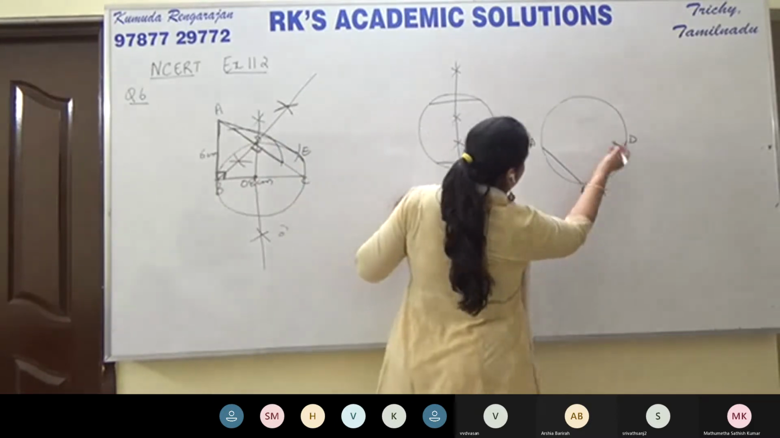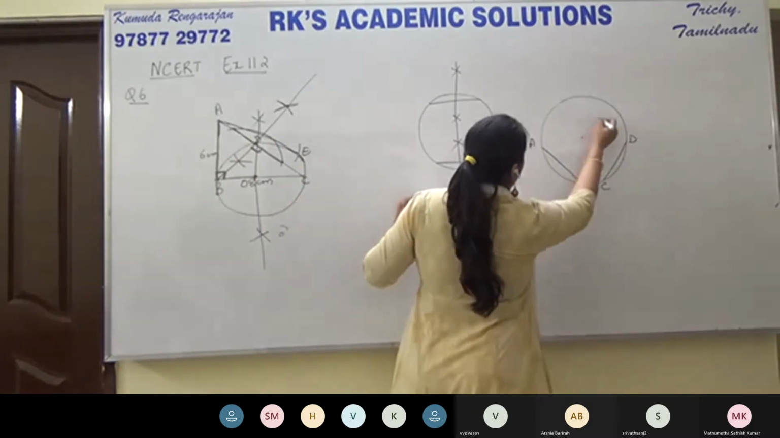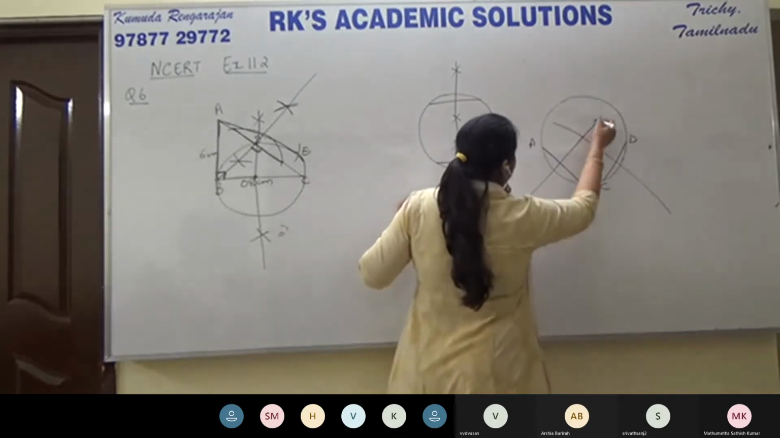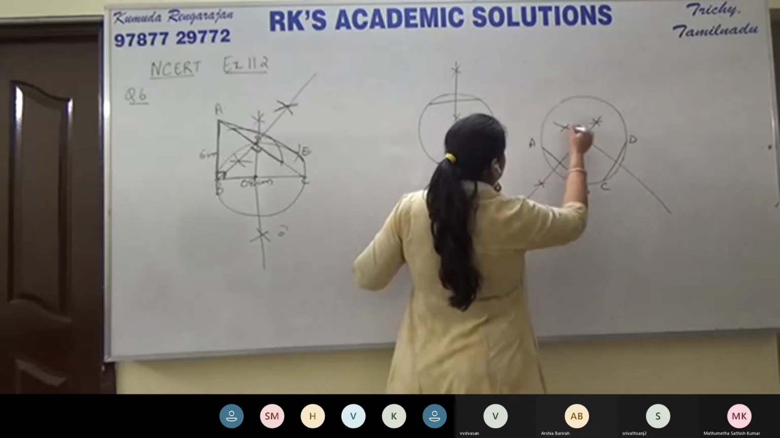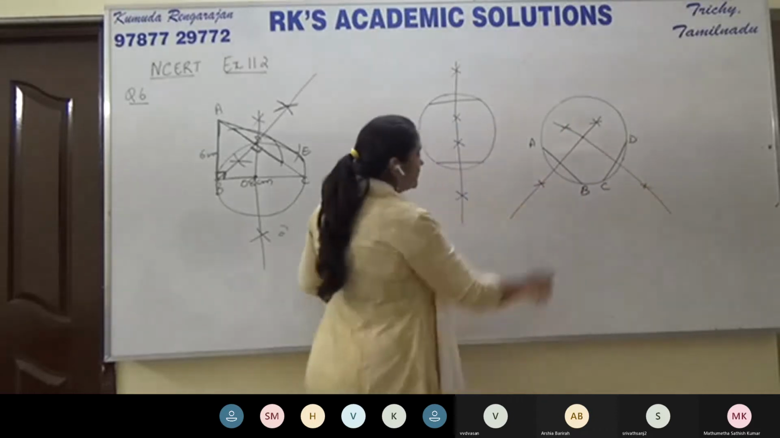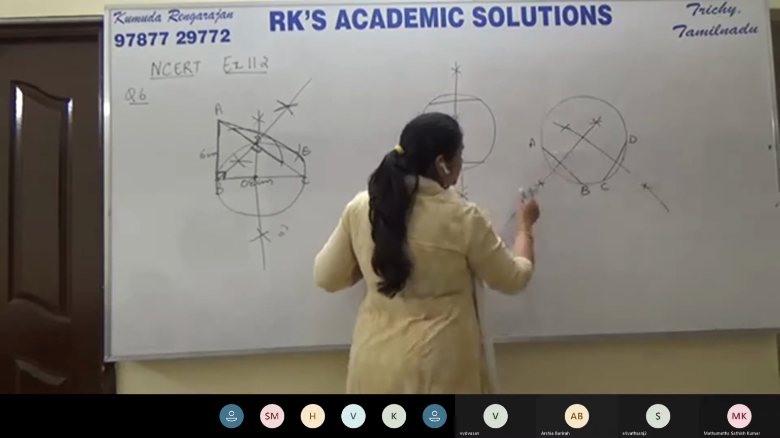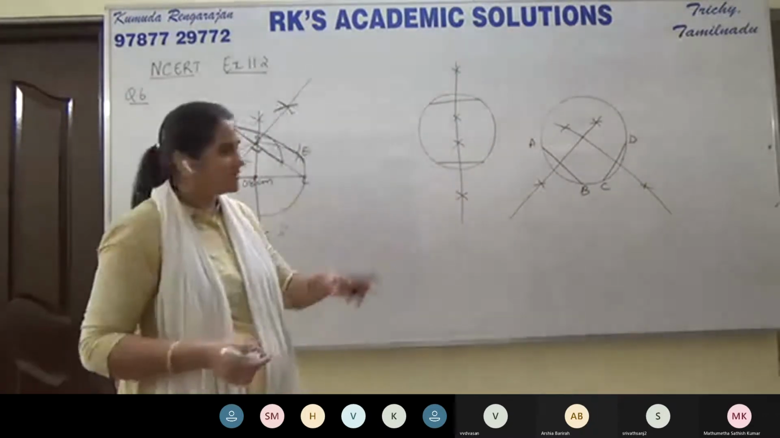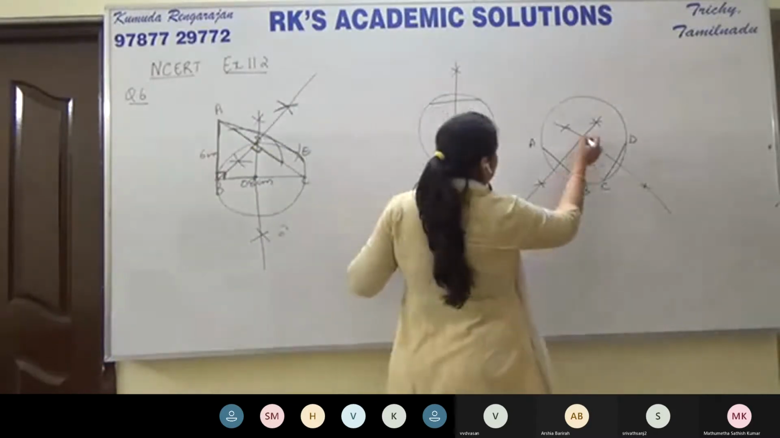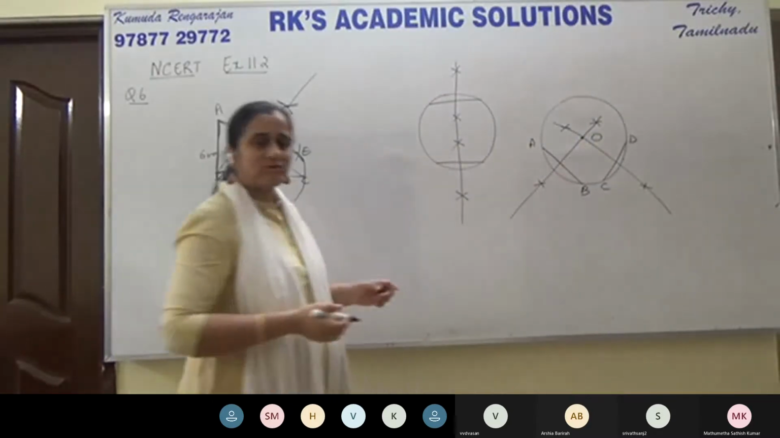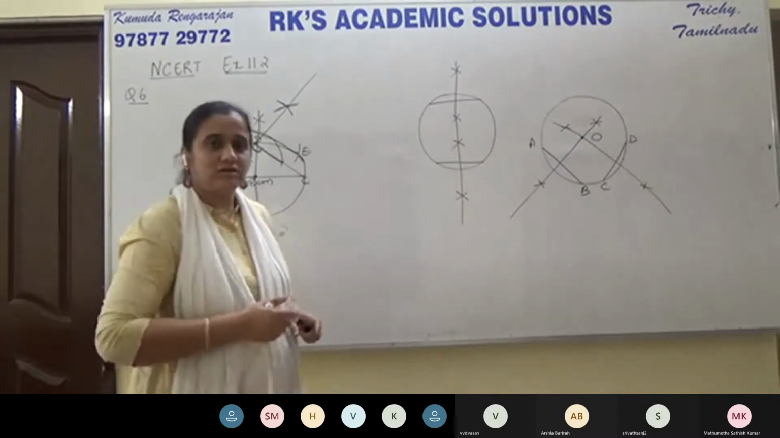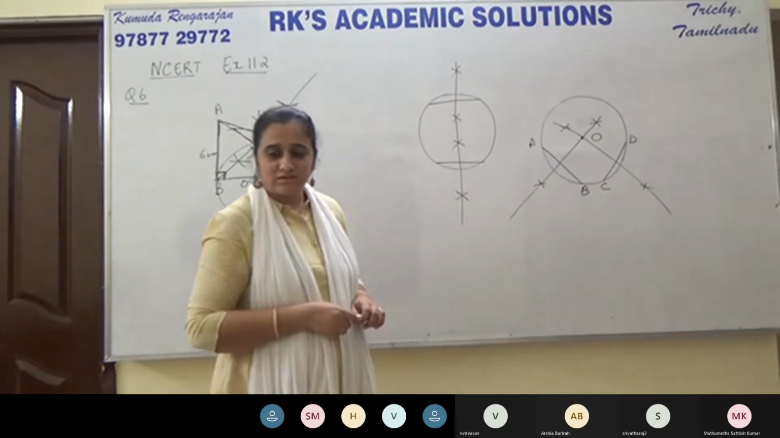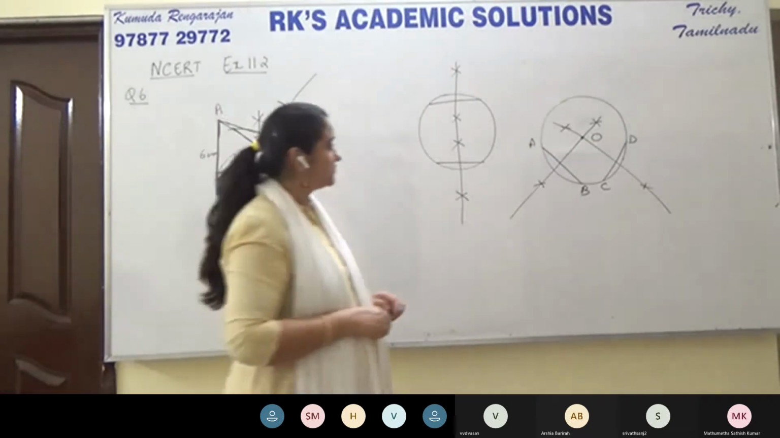So you know the construction: with A and B as centers, draw 4 arcs. With C and D as centers, draw 4 arcs. And then join them to get the perpendicular bisectors, and the point of intersection is the center of the circle. And once you know the center, you can easily find the radius. From the center to any point of the circumference will be the radius.